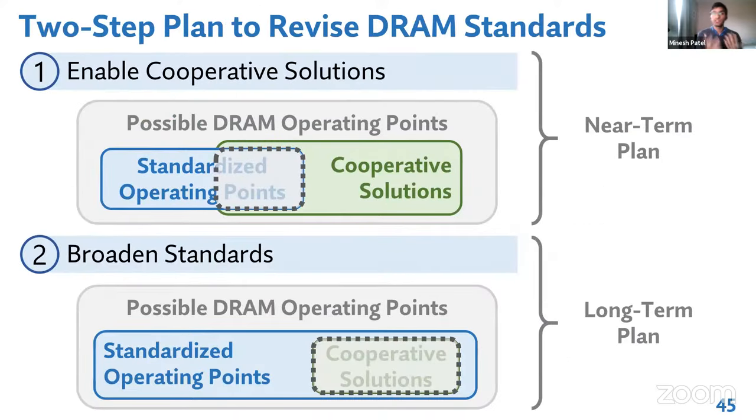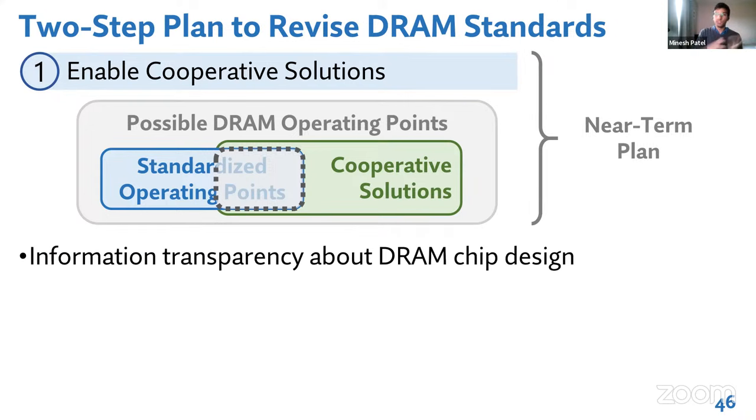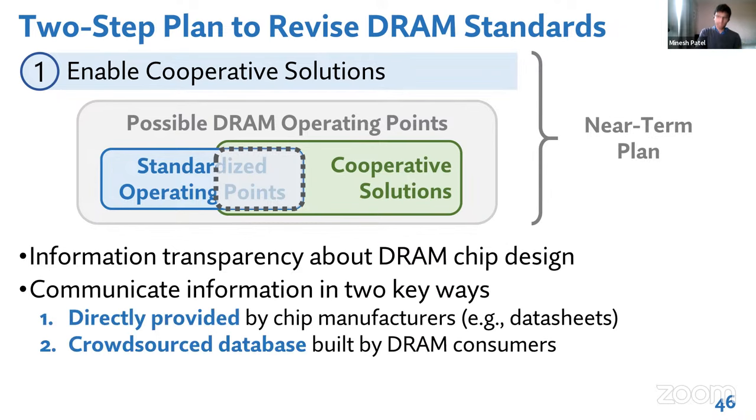So going back to this diagram I showed earlier with our two-step plan to revise DRAM standards, we essentially have different approaches for the near and the long term. For the near term, we want to enable cooperative solutions. We do this by enabling limited information transparency about DRAM chip design based on the properties that I just discussed in the previous slide. As for how to communicate this information, we believe this can be done practically in two different ways. First, it can be directly provided by chip manufacturers, so DRAM producers, for example, through their chip data sheets, revisions to previous data sheets for chips that are already in the field, and publications on their websites. The second approach is a crowdsourced database built and driven by DRAM consumers, because, for example, researchers who've conducted studies on DRAM chips already have access to a lot of this information. Putting it all together across all sorts of practitioners and researchers in the consumer space, we can have a lot of this information out there. This can potentially even make it easier for DRAM producers, because they can simply validate this information as opposed to having to release it themselves.